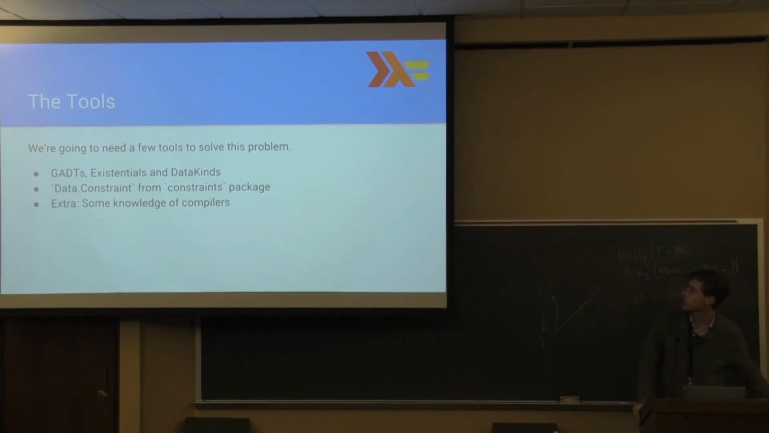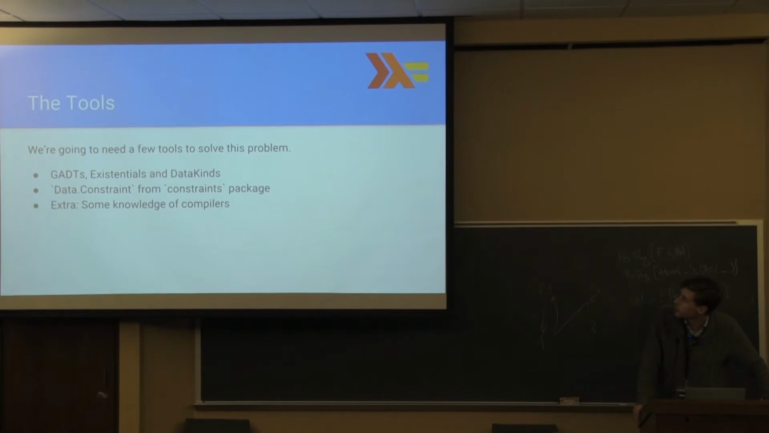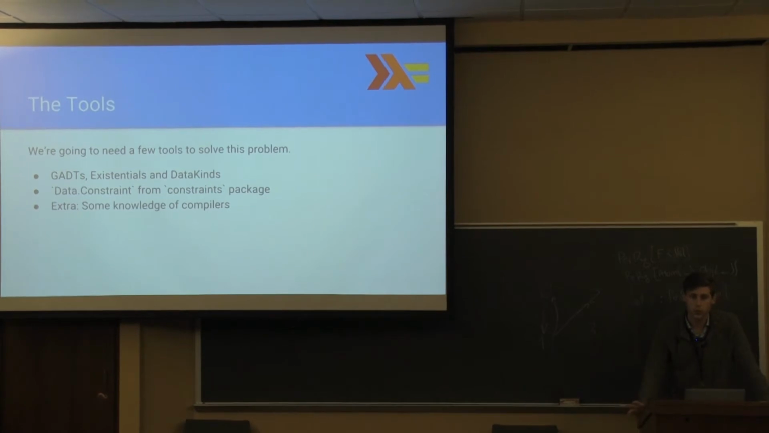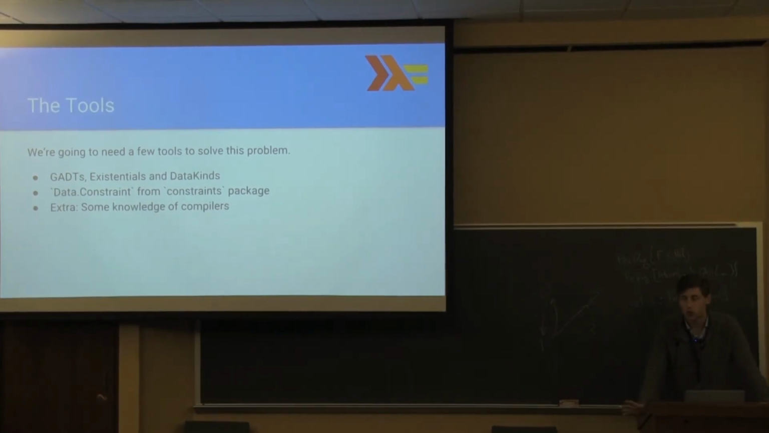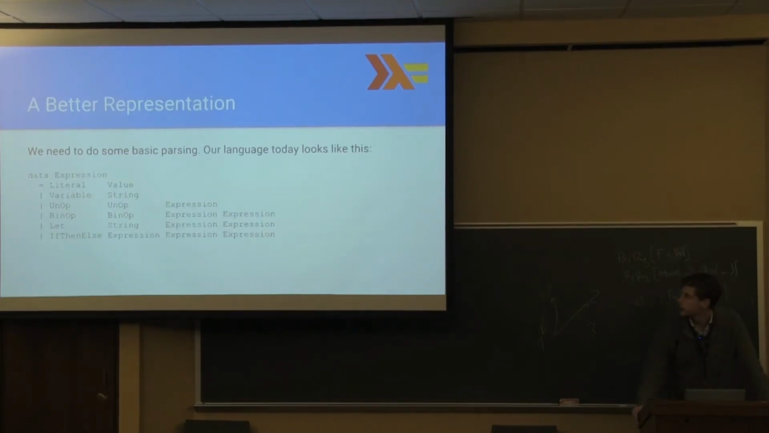So the tools we'll be going over to solve this problem today is first, we'll be looking at some of the language extensions that are available, GADTs, first and foremost, along with existential types and data kinds. And then we'll be going into the data constraints module from the constraints package, something that's been indispensable. And finally, compiler's knowledge will be incredibly helpful today, but not required in any way. I'll try and go into as much detail as is needed to understand. But it'll definitely be very helpful in terms of understanding what's going on under the hood.